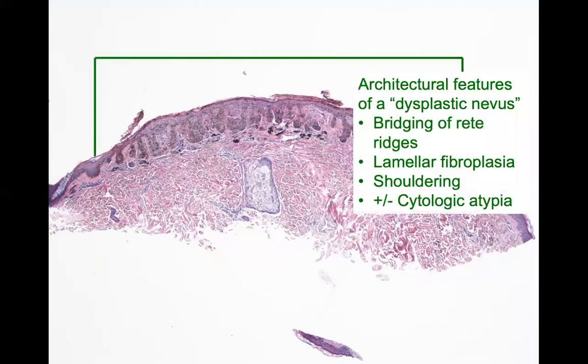But what they do have is an architecture that shares features with those atypical ones that Clark was describing, which today would probably be referred to as a dysplastic nevus with severe atypia, okay? So the architecture that they shared was bridging of the reedy ridges. That means that rather than those round melanocyte nests that I showed you with the banal nevus, now these melanocytes are oriented a little bit more lentiginously, meaning they line up next to each other, and they're kind of bridging the reedy ridges. And there's this lamellar fibroplasia.